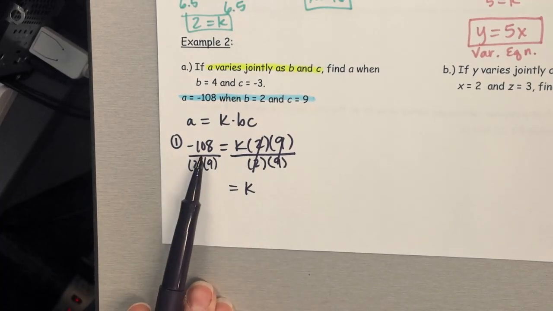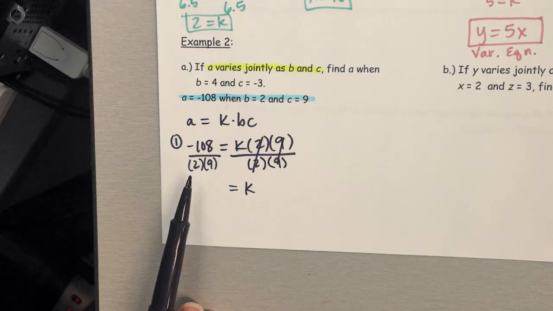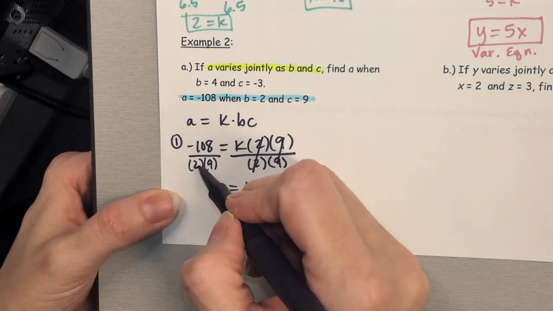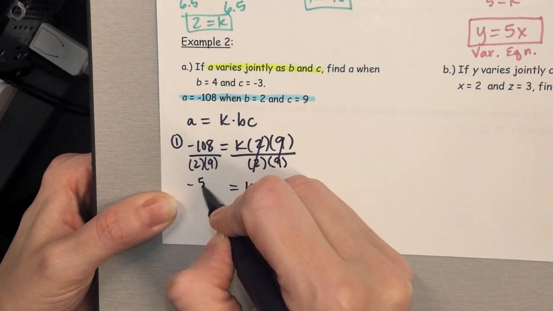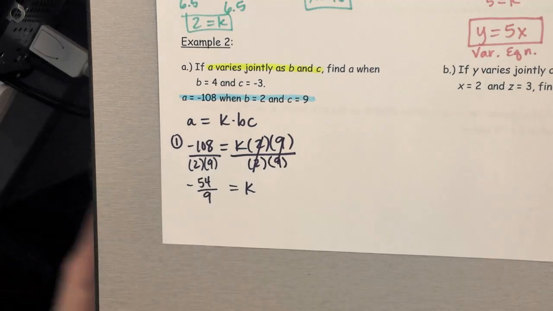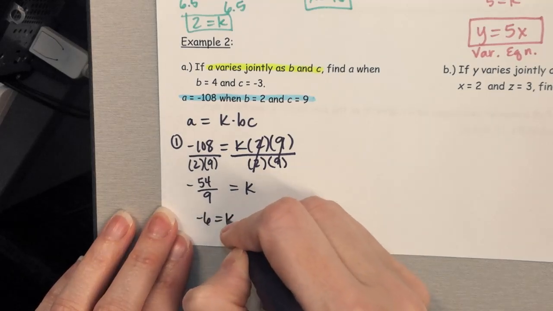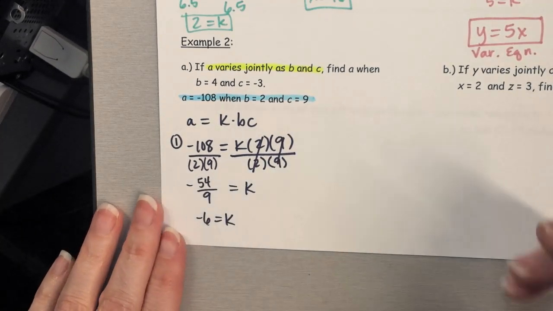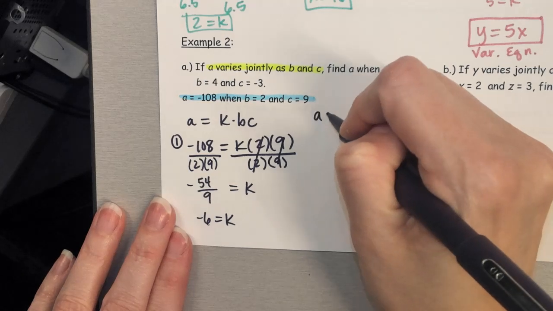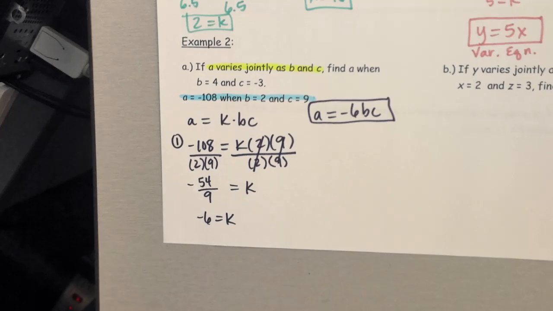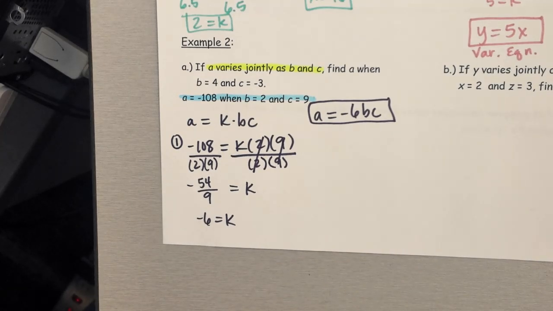And then it would be easy for us to divide 108 by which one of these numbers? 2, because what's half of 108? Yep. So then this becomes negative 54 over 9, and that's one of our math facts, right? How many times does 9 go into 54? Yep. So K is negative 6. Okay, so then your equation is going to be A equals negative 6BC. Okay, so that is your variation equation.